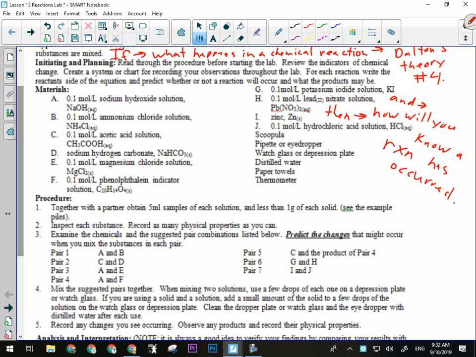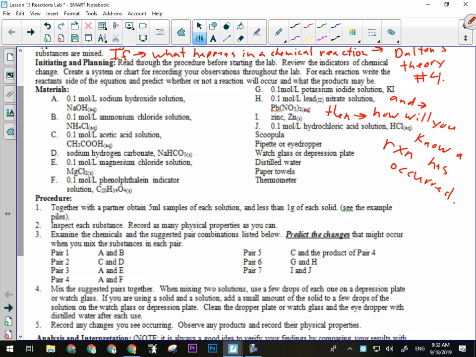For pair number 2, we're mixing C and D. So we're taking acetic acid, which is more commonly known as vinegar, except this isn't vinegar. Vinegar is 5% acetic acid, 95% water. This is 65% acetic acid. So we don't want to drink it? No, it's going to smell really vinegary.